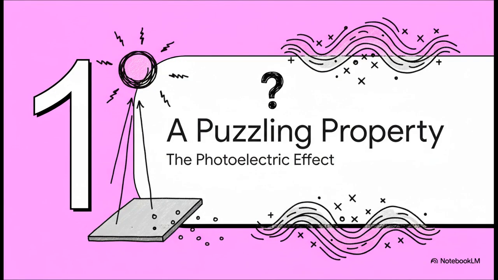So where does this all begin? Our story really kicks off with this nagging little mystery that the physics of the time, what we now call classical physics, just couldn't explain. It's a phenomenon called the photoelectric effect.